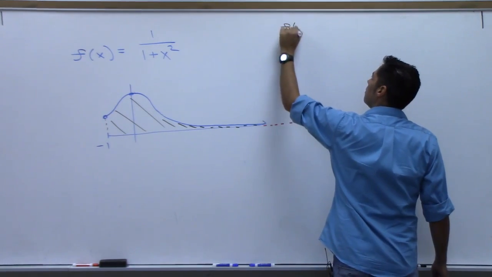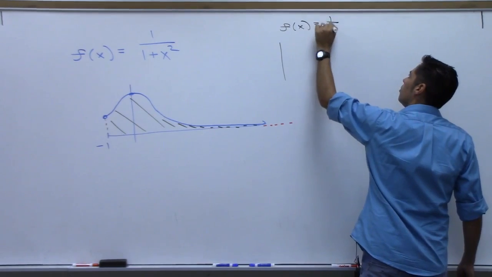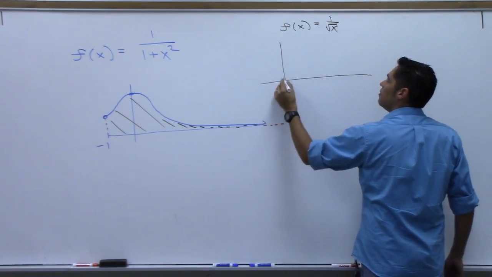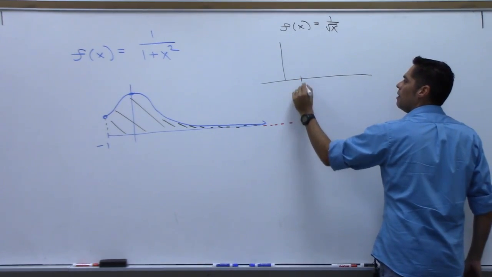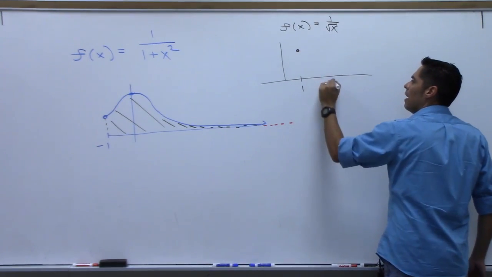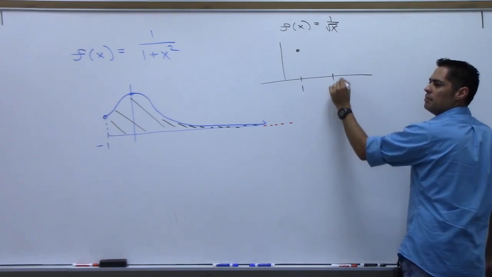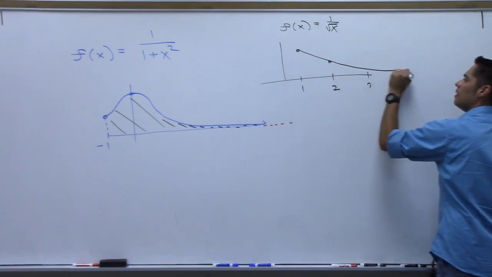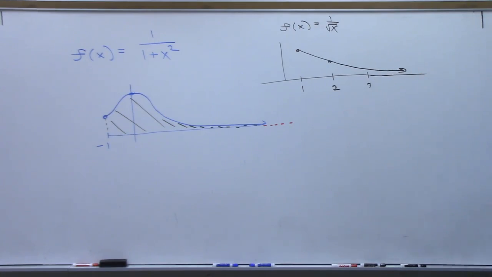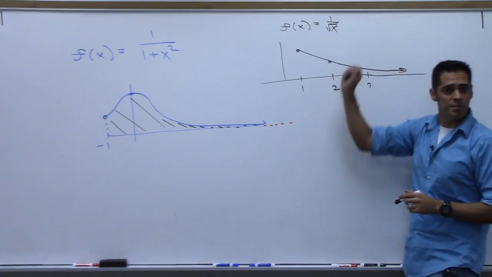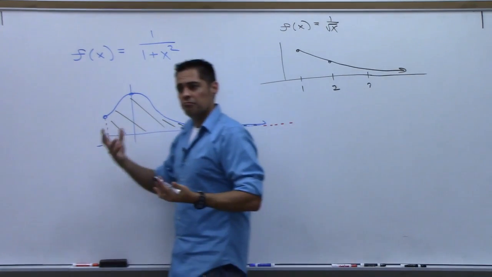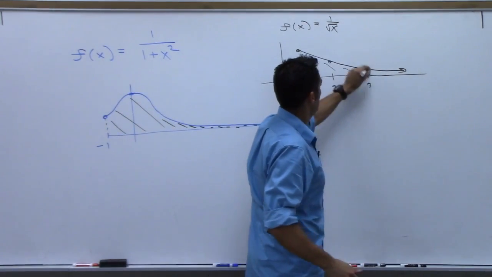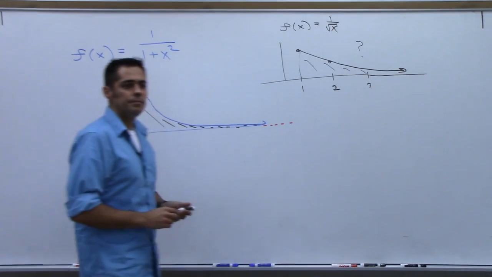Let's look at the function 1 over root x. At 0, it's undefined. But at 1, it's 1. At 2, it's 1 over root 2. So it's getting smaller, isn't it? It's going down. As x gets bigger, this ratio gets smaller. So I wonder if that area is going to be finite. Is this going to be finite? And that's our question.